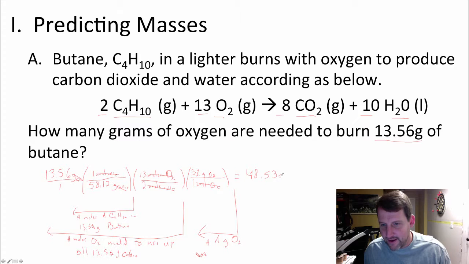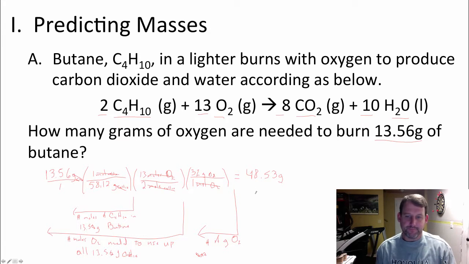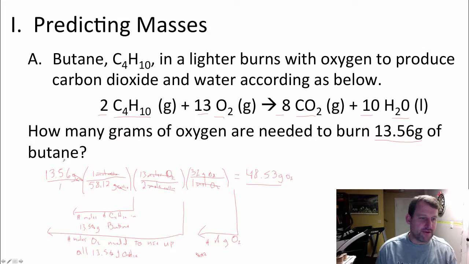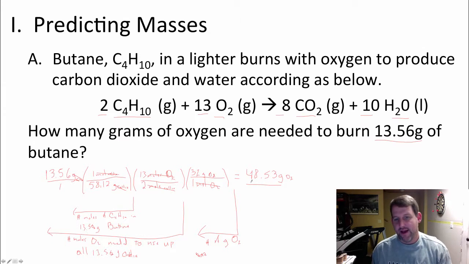48.53 grams. Again, this is the number of grams of O2 you need to use up 13.56 of butane. Or you could say another way: I need 48.53 grams of oxygen in order to burn 13.56 of butane. If I don't have this much, I can't burn that much. That's the meaning of that number.